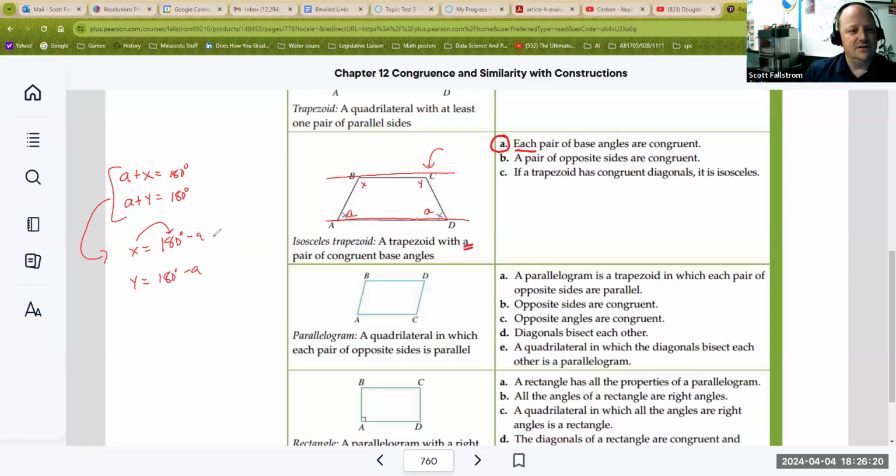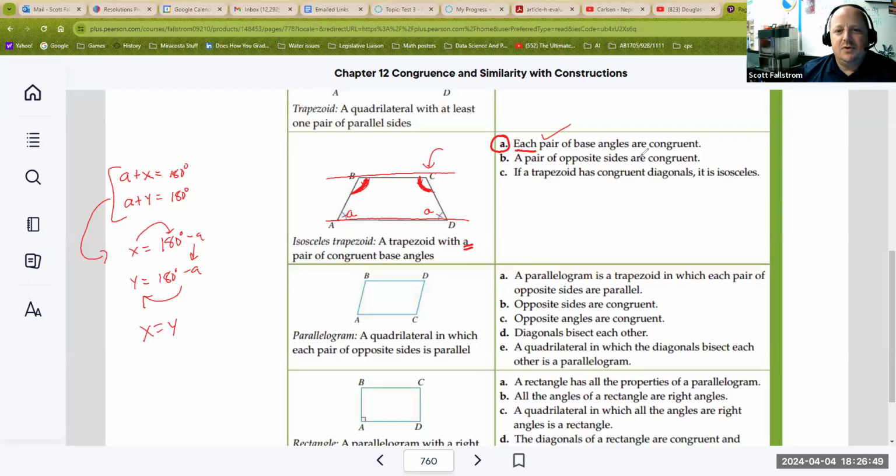If X equals 180 minus A, and using the transitive property, 180 minus A equals Y, that means X equals Y. So what that means is this angle up on top here has to be exactly the same as the angle right up here, even though we only knew that the other angles were congruent. So that's each pair of base angles.